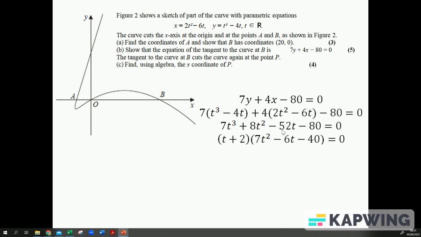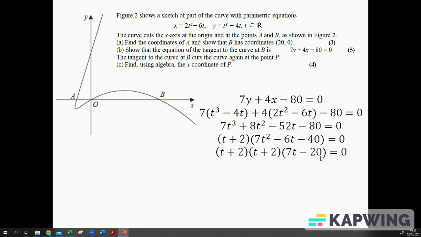I could check it with the t component as well. I've got 2 lots of minus 6 there, minus 12, and minus 40 lots of t with these two terms. Like I say, I know that it's a double root here. T is minus 2 twice, so I know there's going to be a t plus 2 as a factor in this.